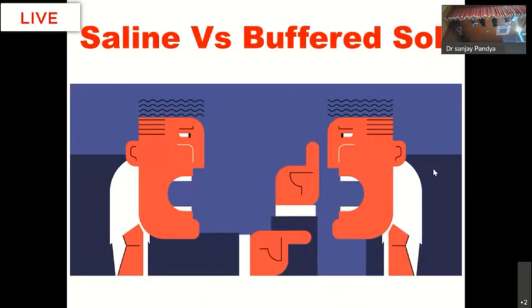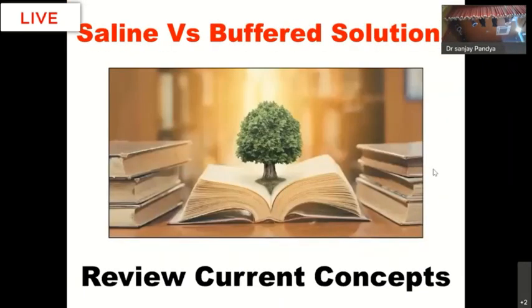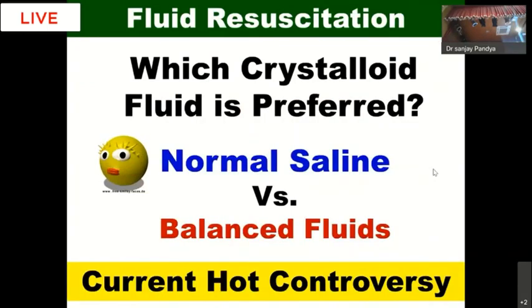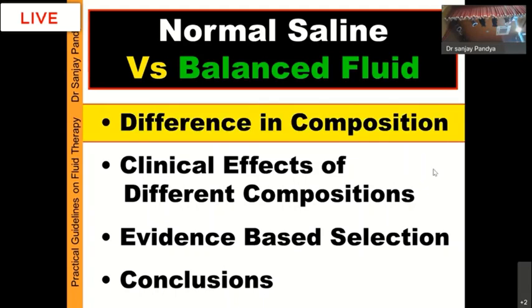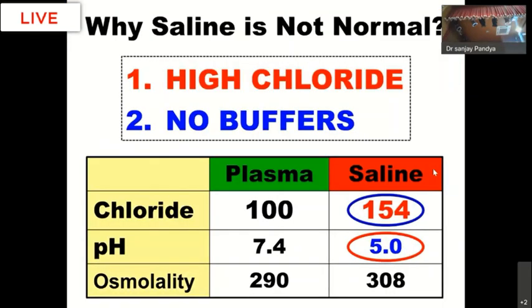Because both are good. And there is a lot of discussion, lot of papers, lot of research, lot of controversy. So let us analyze why there is controversy. If one is good and one is not good, there won't be controversy. So first, what is the difference in composition? See, why is saline not normal? We say that it's normal saline. But why is saline not normal? The answer is that it has high chloride. How much is the chloride?